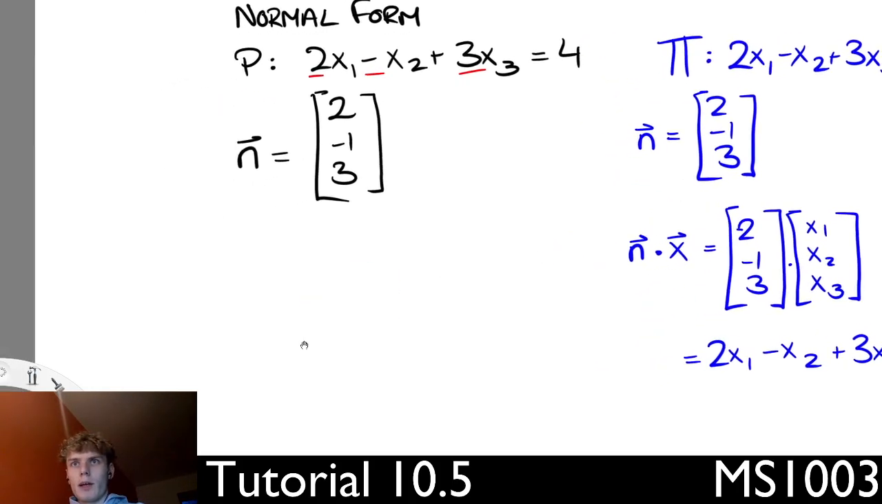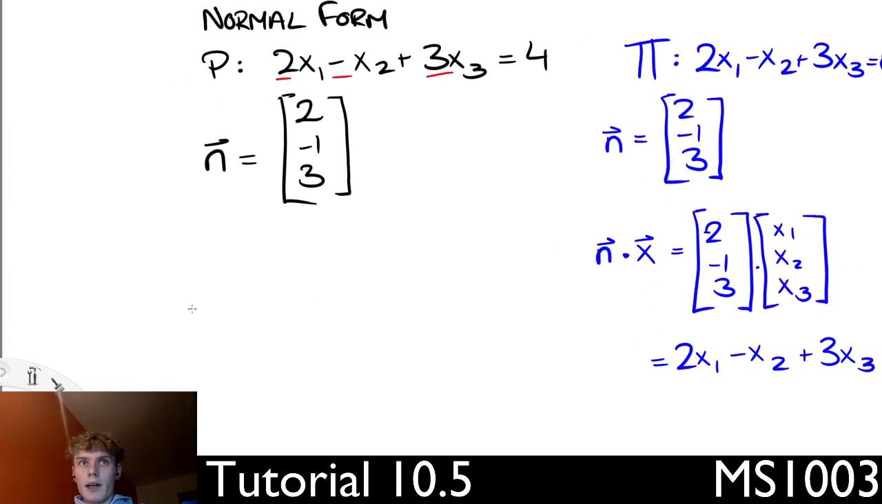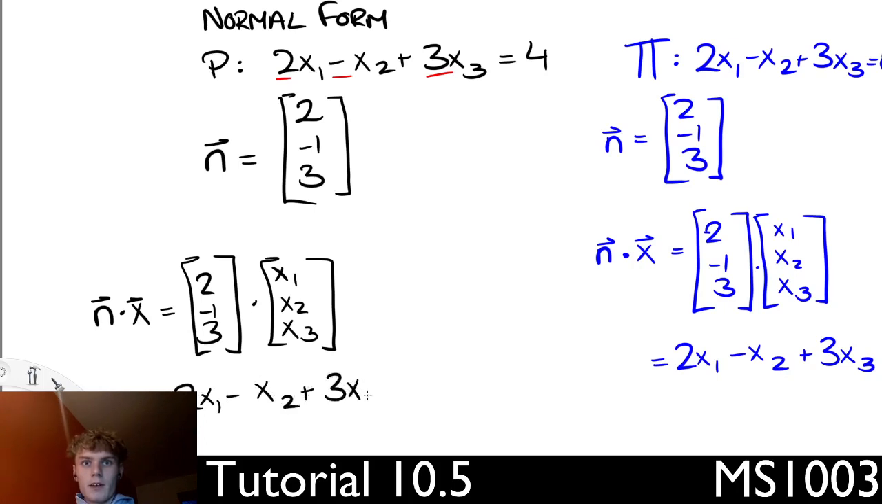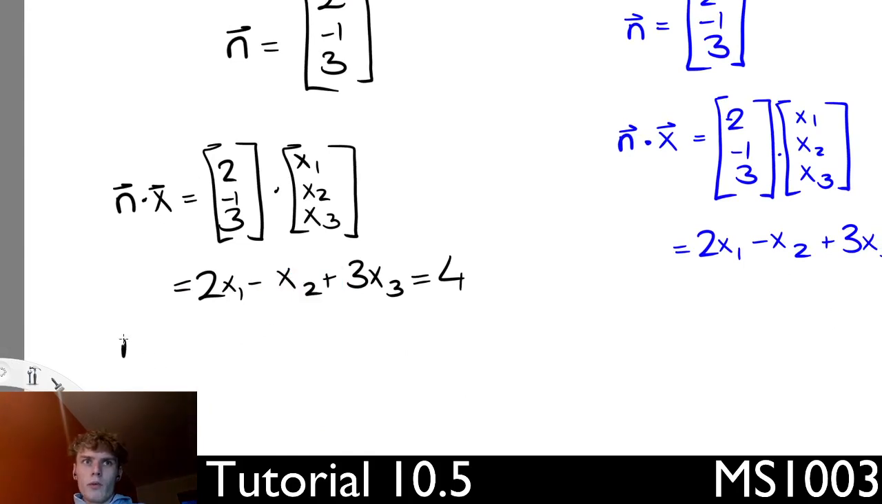So if we come back to our plane P, instead of this plane pi, and we try and do the same thing, if I do n dot x, you probably know where this is going. When I do this out, this is going to give me 2x1 minus x2 plus 3x3. But for this plane now, we're told that this is equal to 4. Okay? So we've seemingly got a contradiction going on.